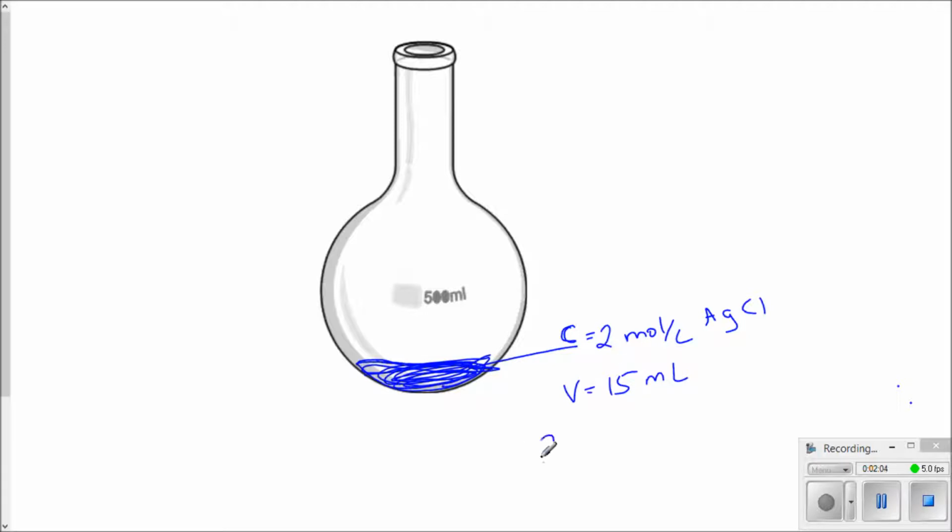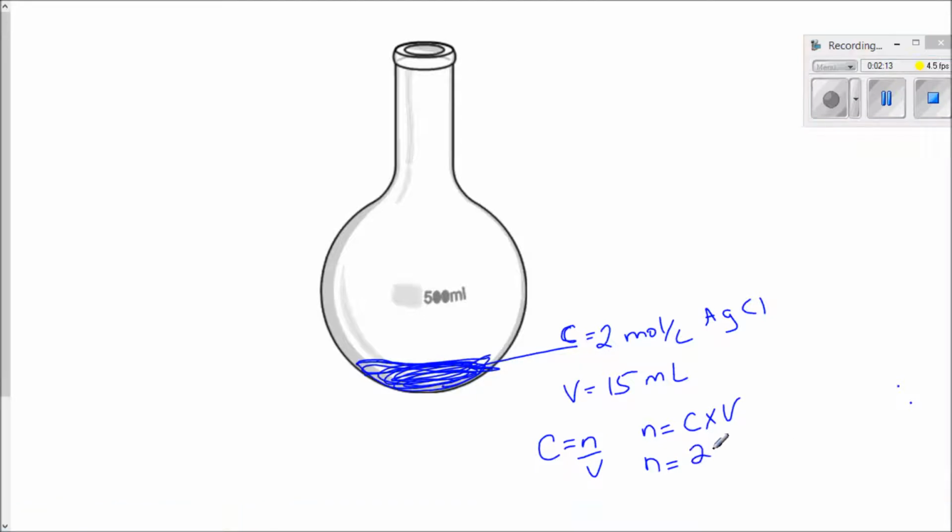We know C equals N over V. So therefore, N equals C times V. My concentration is 2 moles per liter. My volume is 15 milliliters. But I'm going to convert this to liters, and the reason is, I'll show you in a second, we divide this by 1,000, and we end up getting 0.015 liters. The reason why we do this is so that our liter units cancel out, and we get an answer. And our answer will be 0.03 moles.